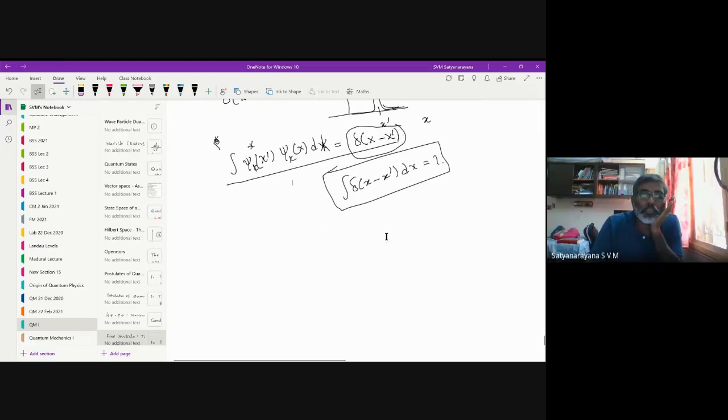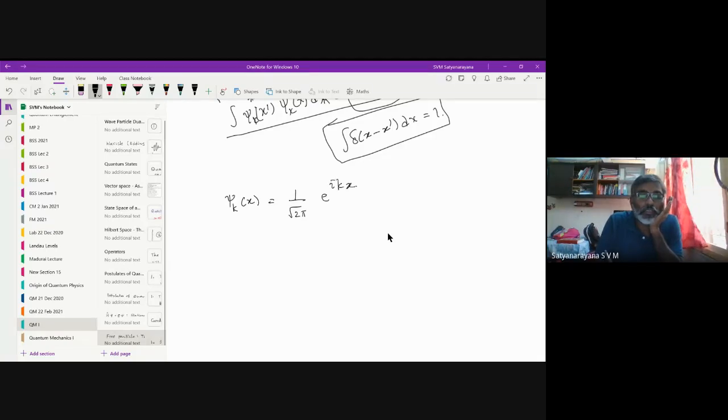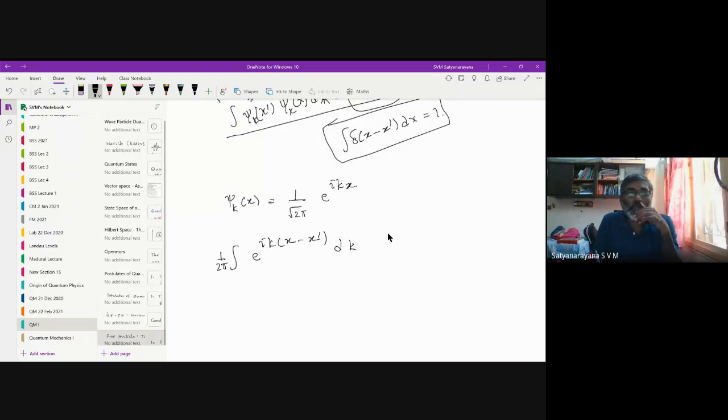That is, if you are taking your wave function psi k of x as 1 by root 2 pi into e to the power ikx, and then take the integral of 1 by 2 pi into e to the power ik(x minus x prime) dk, then you will get delta of x minus x prime.